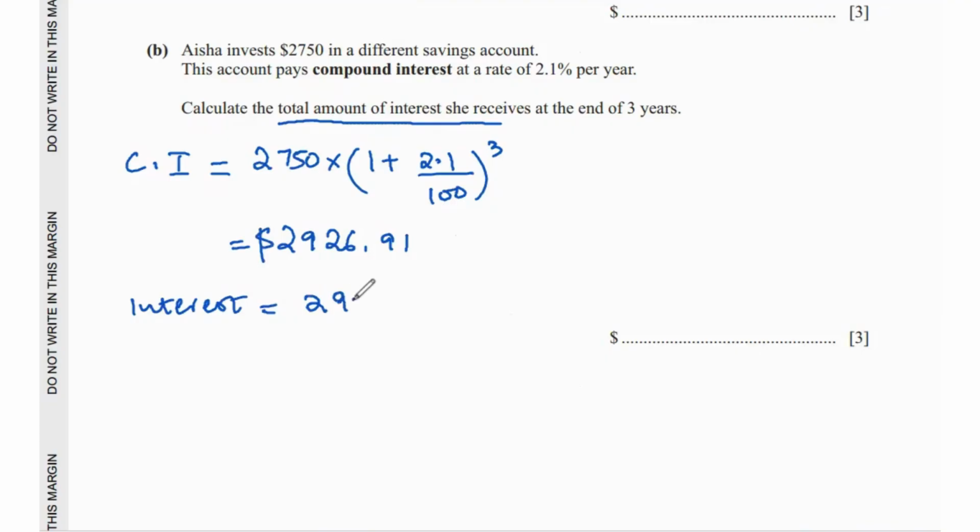So 2,926.91 minus 2,750, that gives us $176.91. That is the interest earned during the given 3 years.